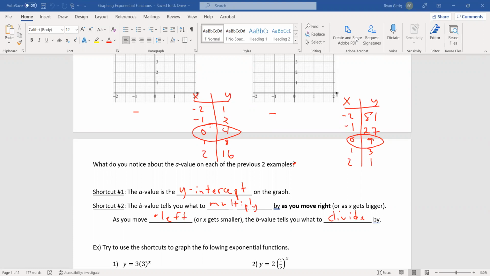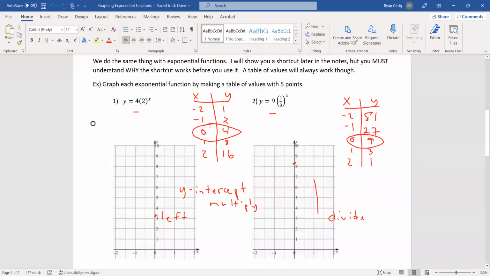Now I kept the tables here because I wanted to show you what happens. I'm going to scroll back up here. So my b value is 2. Look what happens. As x goes up, I multiply by 2, multiply by 2. As I go smaller, I divide by 2, I divide by 2.